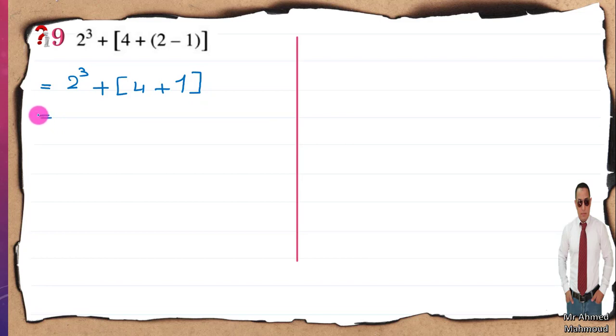Now I have power, I have plus, I have brackets. So I'm going to start with the brackets. So it will be 2 power of 3 plus 4 plus 1, 5. Okay, now I have power and plus, so I'm going to start with the power. 2 power of 3 equals 8 plus 5. Finally, 8 plus 5 equals 13.